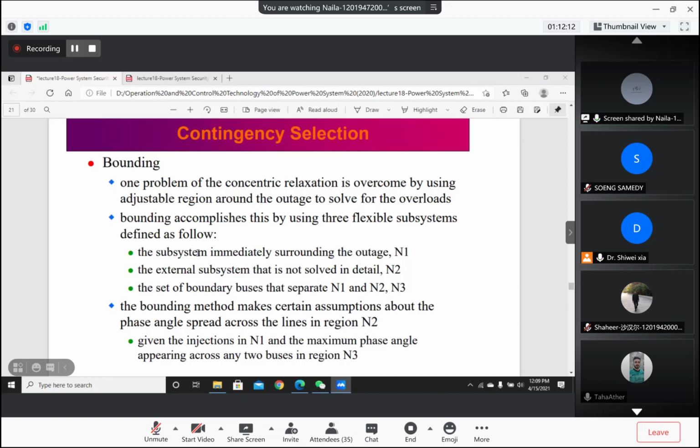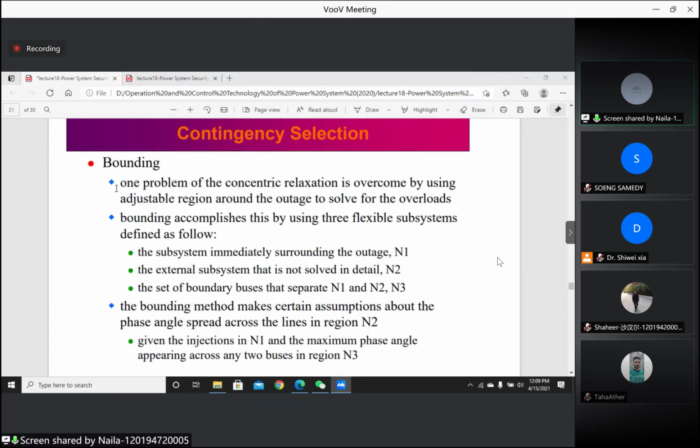My name is Naila, and I'm going to discuss the second technique of contingency selection, which is bounding. The first technique, concentric relaxation, was discussed by Taha. And we have a problem with this technique: it requires many layers. This problem of concentric relaxation can be overcome by making an adjustable region around the outage to solve for the overloads. So this technique is called the bounding technique.